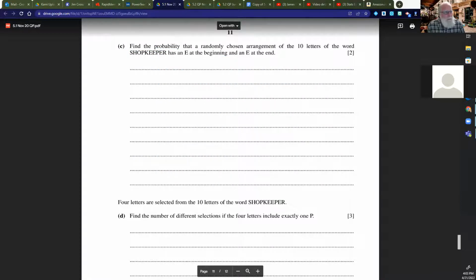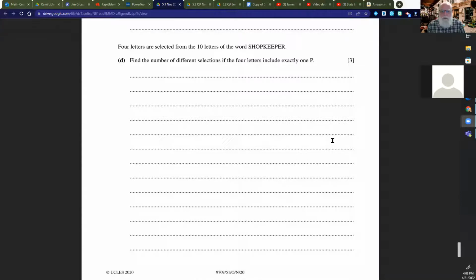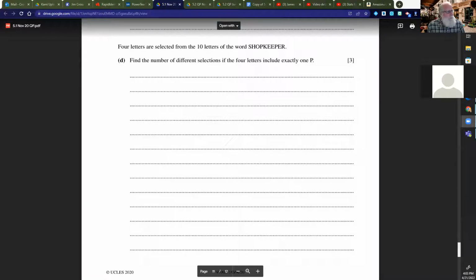So now, take a look at this one. What's going on now? They want to find the number of different selections in the 4 letters that include exactly 1 P. So what's the key difference here? It uses the word selected. And see, now I know that we've shifted gears. And now I'm talking about combinations.